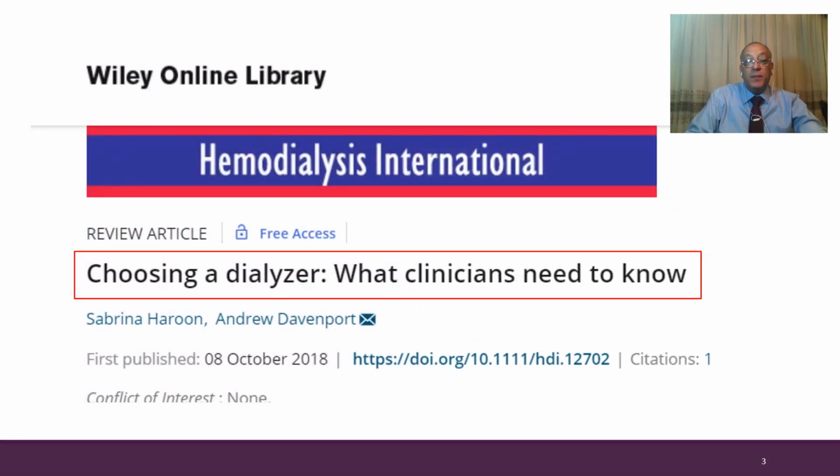There is not much publication in that field, so we will use our clinical experience over the last 30 years on hemodialysis.